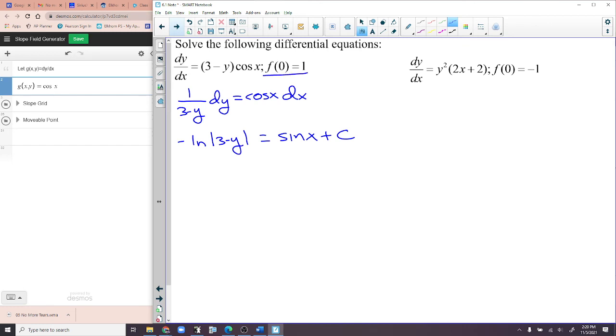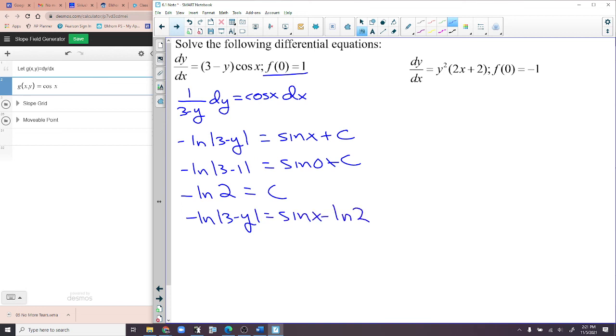Let's plug the point in now. Plug 1 in. Negative natural log absolute value of 2. Oh, we better not do that. I mean, we probably would get the point for that, but I don't know. Negative natural log of 1 is equal to sine of 0 plus c. Oh, wait. Oh, yeah. 3 minus 1. Natural log of 2 is c. We got it. So negative natural log absolute value of 3 minus y is equal to sine of x minus natural log of 2.